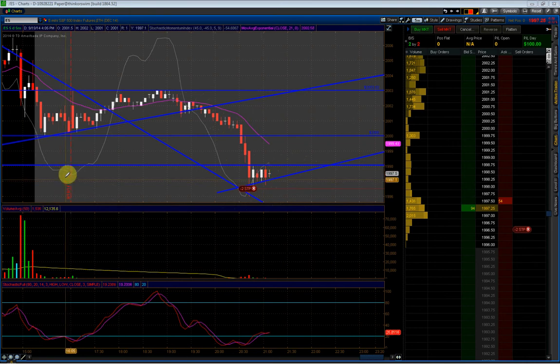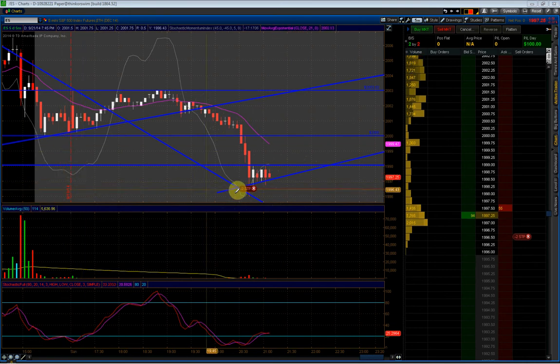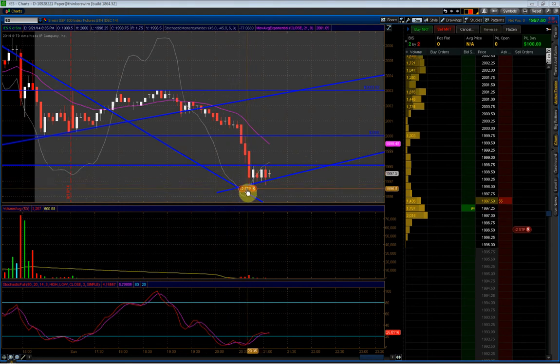What's up, guys? Popping back on here real quick. I just wanted to show you that I did enter a buy stop here to go short. So when we break this level here, we will get knocked into the market and we'll be in our trade.